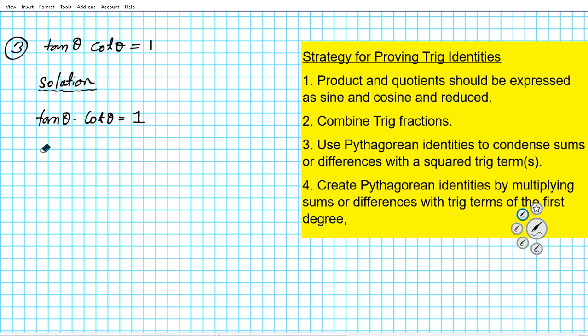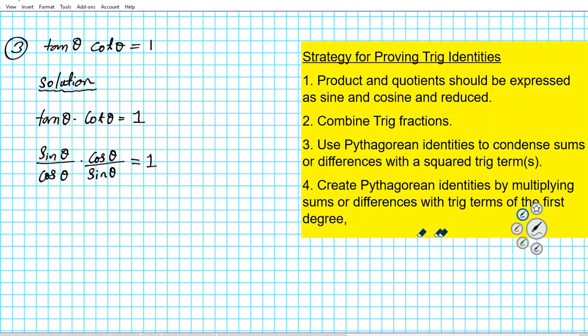So tan can be written using the quotient identity as sine theta over cosine theta, and then cotangent theta using the quotient identities can be written as cosine theta divided by sine theta. All right, another way that this problem can be done is just by using the reciprocal identity on cotangent and write this as 1 over tan. That's another way to do it, okay?